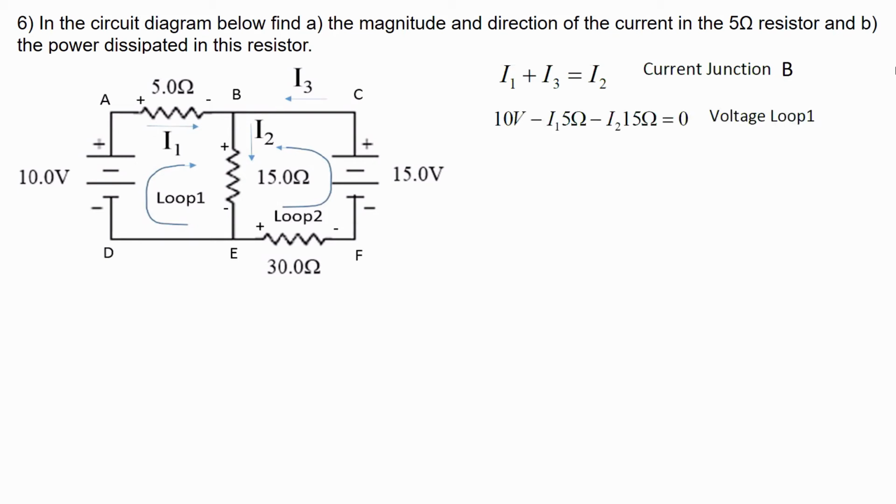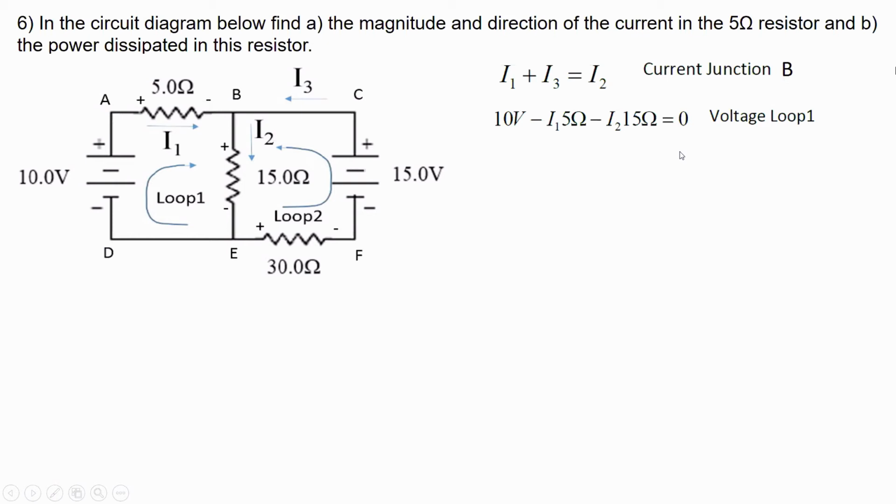For loop 1, let's start at the case here for the 10 volts of the power supply. So we have a plus 10 volts going across the 5 ohm resistor. Got a plus to a minus as a result of the current going in that direction. So we have a minus I1 times 5 ohms. And going through that middle branch down from B to E, we have I sub 2 going across 15 ohms. And then there's nothing else to add to our voltage loop 1, so that's set to 0.